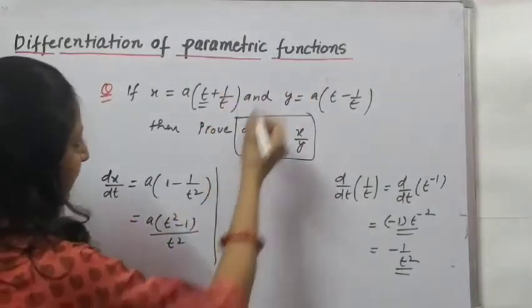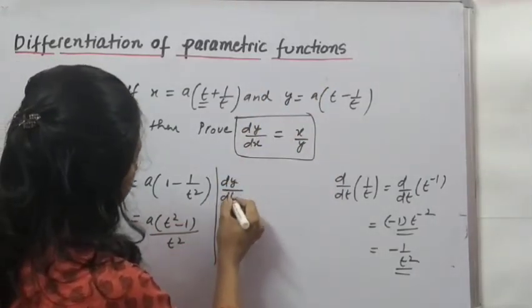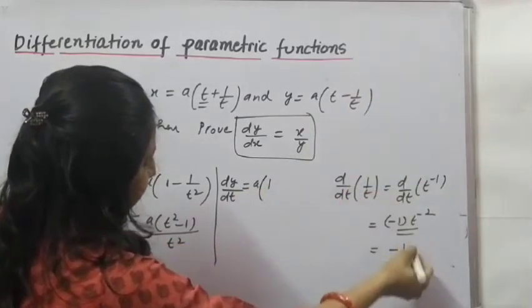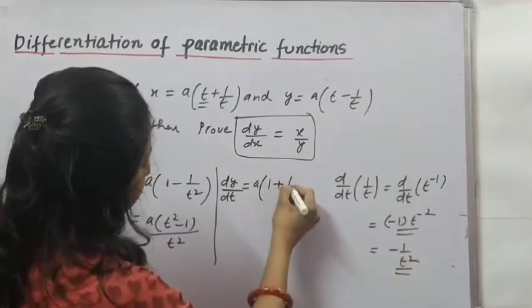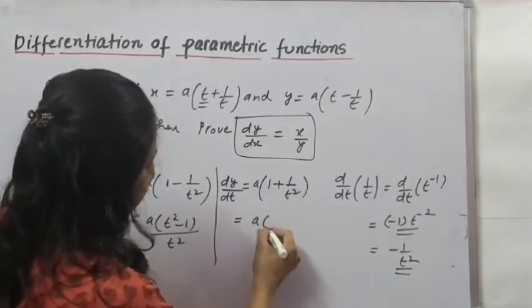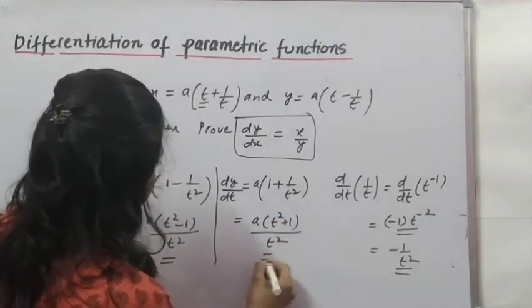Now we will determine the value of dy by dt. So it will be a times 1 and the derivative of minus 1 upon t, that is plus 1 upon t square, and after solving we will get a t square plus 1 upon t square, right students?